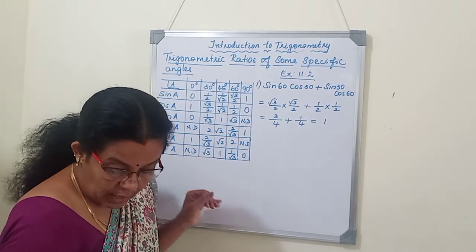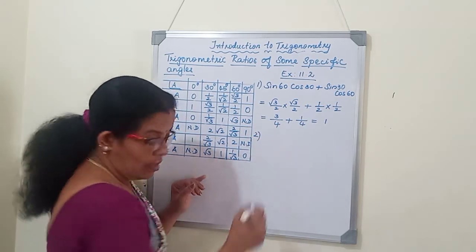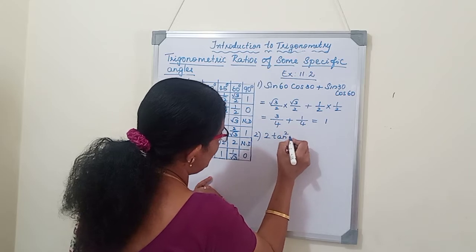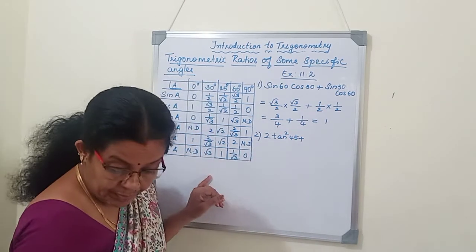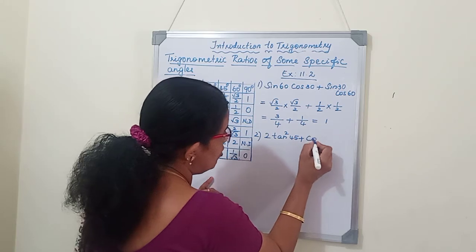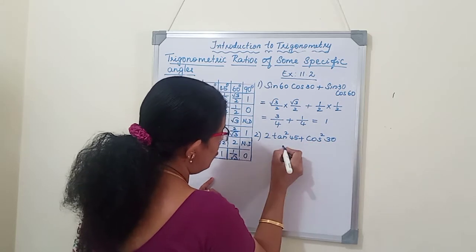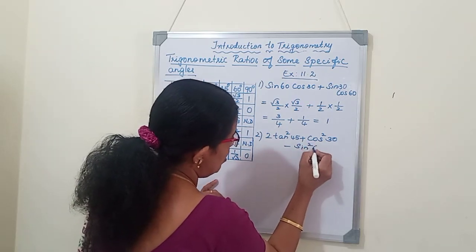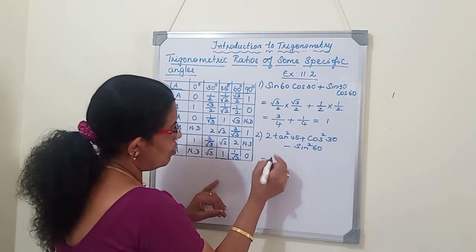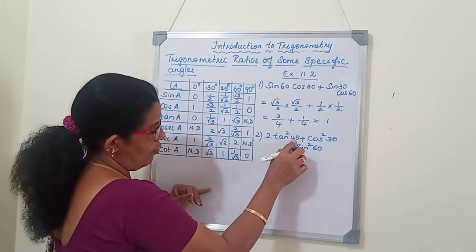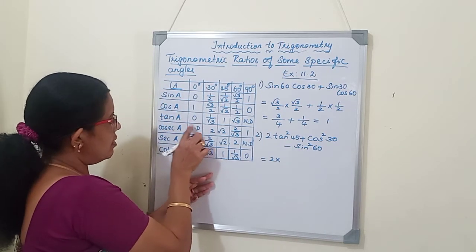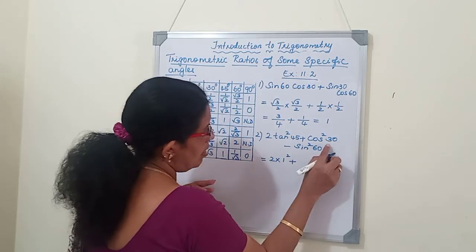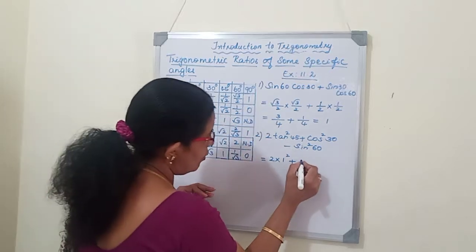Now, next question. Second question. 2 tan square 45 plus cos square 30 minus sin square 60 is equal to 2 tan square 45. As I told you in the previous class, tan 45 is 1, so tan square 45 is 1 square, plus cos 30 is root 3 by 2.